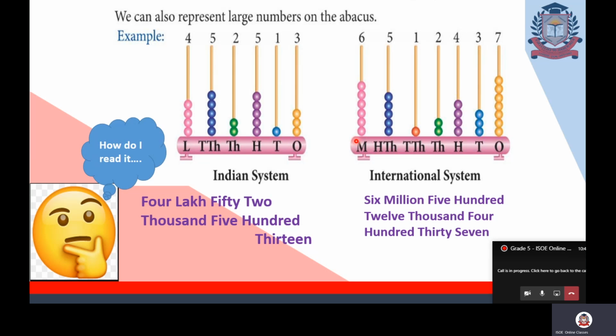6 million, 6,512,437. This is how I read this number. Okay, so this is how we use abacus to write Indian System of Numeration and then Indian International System of Numeration.